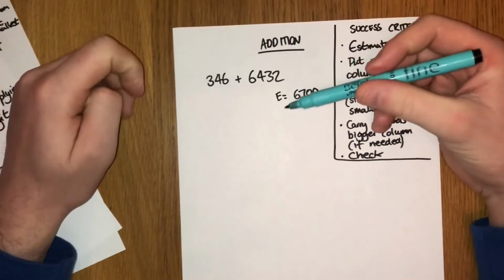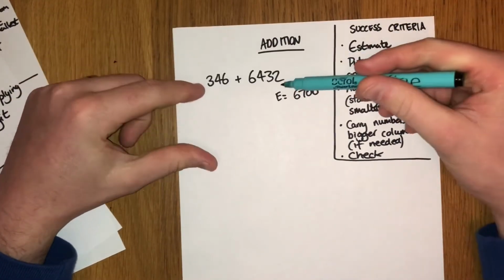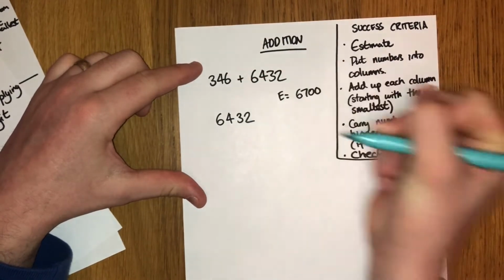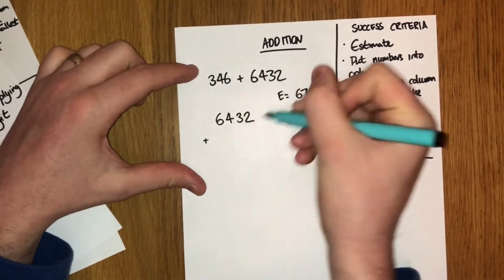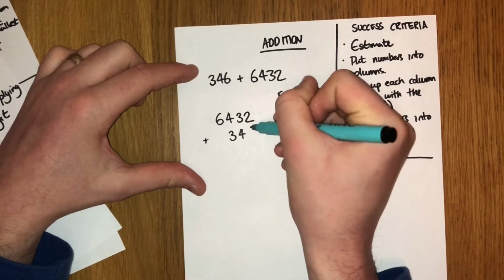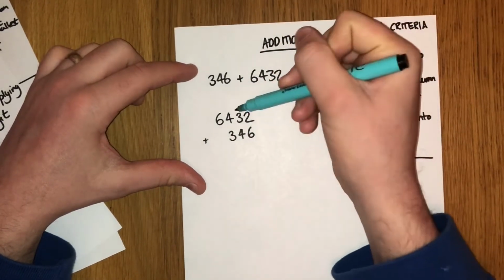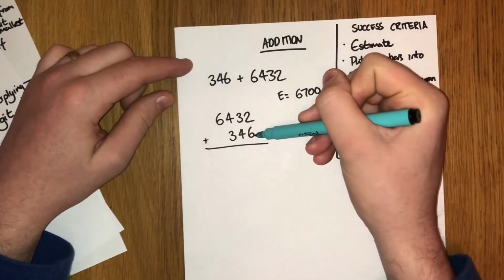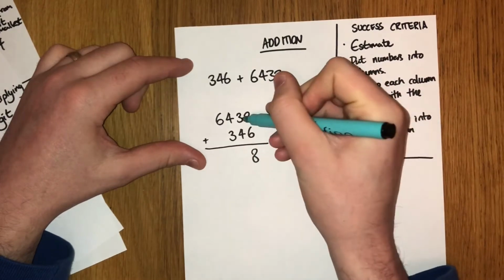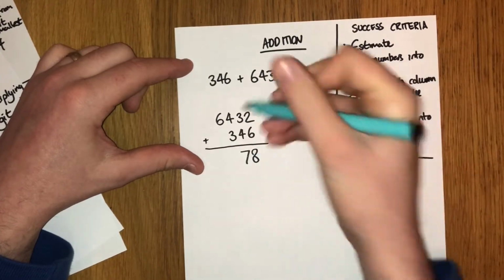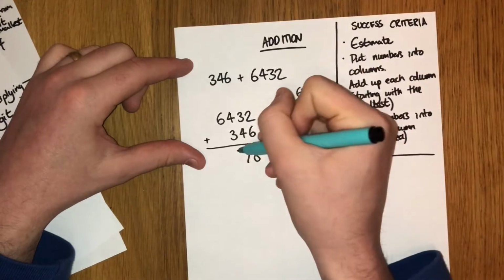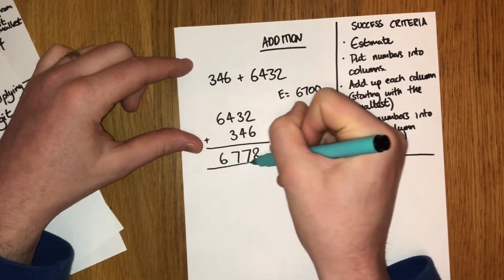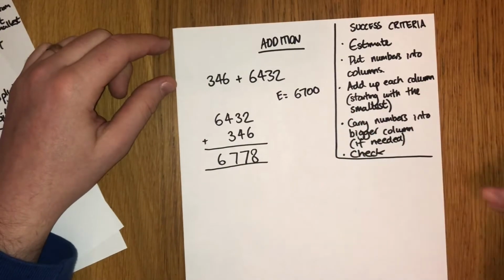Now, adding. Need to put the numbers into columns. I always like to start with the biggest number, so I'm going to put 6,432, and hopefully you've got squares to help you out with this. Add 346. Make sure that our ones line up and our tens and our hundreds. Then, the 2 add the 6 is going to be 8. 3 tens add 4 tens is 7 tens. 4 hundreds add 3 hundreds is 7 hundreds. And then 6 thousands. My answer is 6,778. And I'm quite happy that that's close to there.